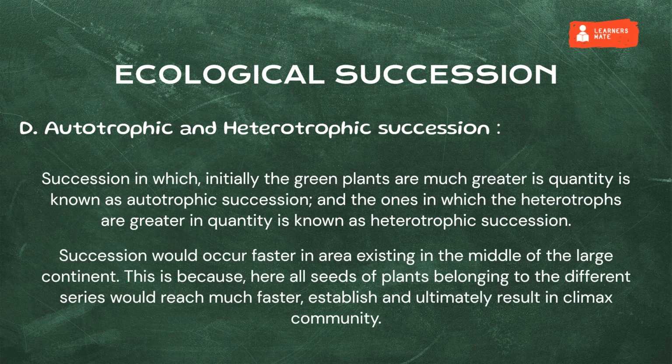Succession would occur faster in an area existing in the middle of a large continent. This is because here all seeds of plants belonging to the different seres would reach much faster, establish, and ultimately result in a climax community.